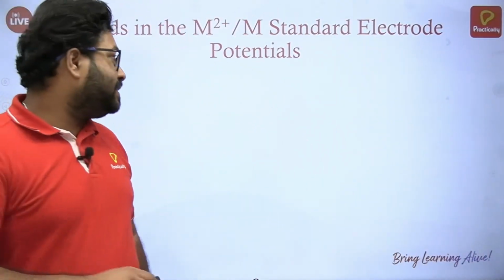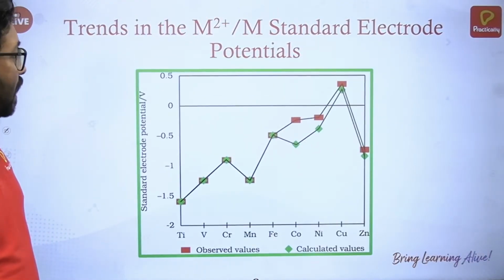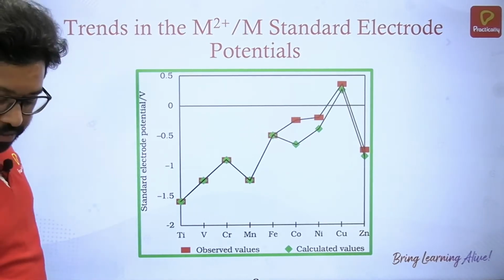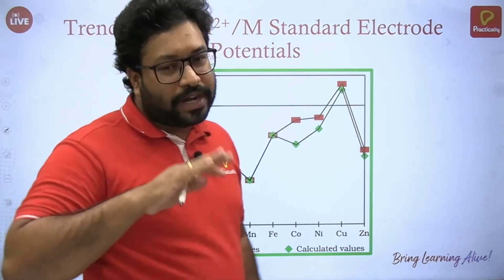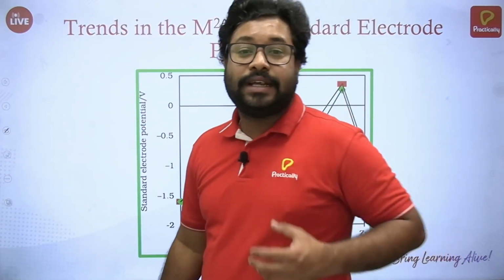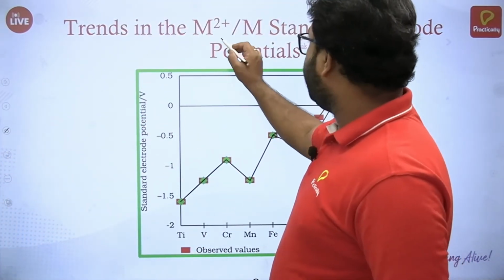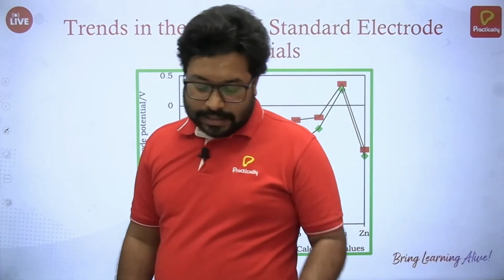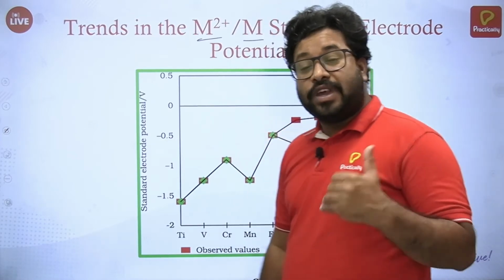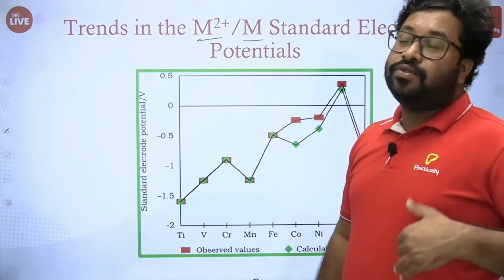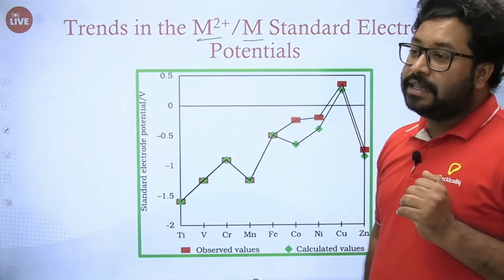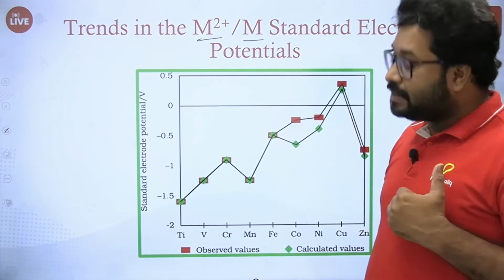Now trends in M2+ to M, basically this is what? This is reduction potential. Not actual oxidation potential, sorry, my bad, it's a reduction potential. See, your metals are going from +2 to M, right? So that means your metals are getting reduced. So when your metals are getting reduced, what will they do? They will oxidize the other compound. That means they can act as an oxidizing agent.